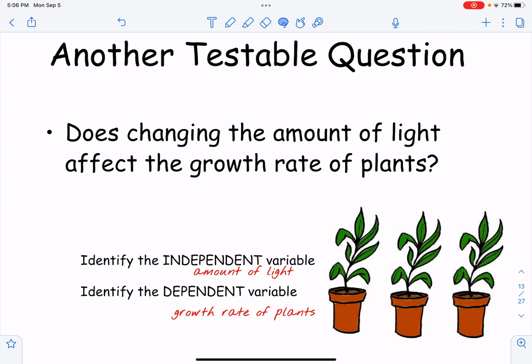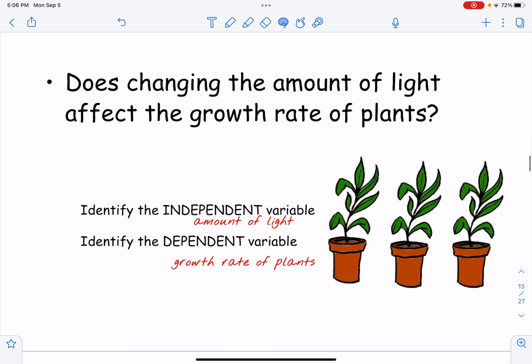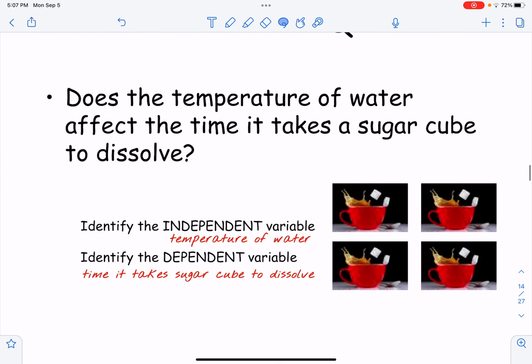How much is a number. Here's another one. Does changing the amount of light affect the growth rate of plants? So what you're changing, testing, is the amount of light. That's the independent variable. The dependent variable would be the growth. Now you're not going to want to do anything with plants because you don't have time. Another one. Does the temperature of water affect the time it takes a sugar cube to dissolve? So the independent variable, the thing you're changing, you're going to be testing different temperatures. What you're measuring is how long it takes the sugar cube to dissolve. That's the dependent variable.